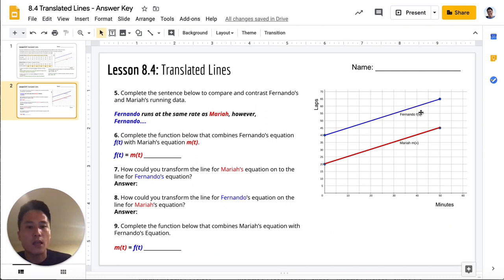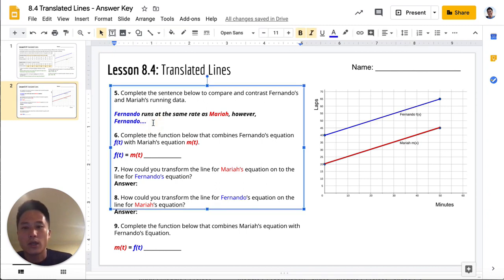Okay, these are the same two graphs for Fernando and Mariah, so it's the same set of data. Fernando runs at the same rate as Mariah, that's what we concluded. However, Fernando, well, what's the difference? We've actually already said this. Fernando always has 20 more laps than Mariah.